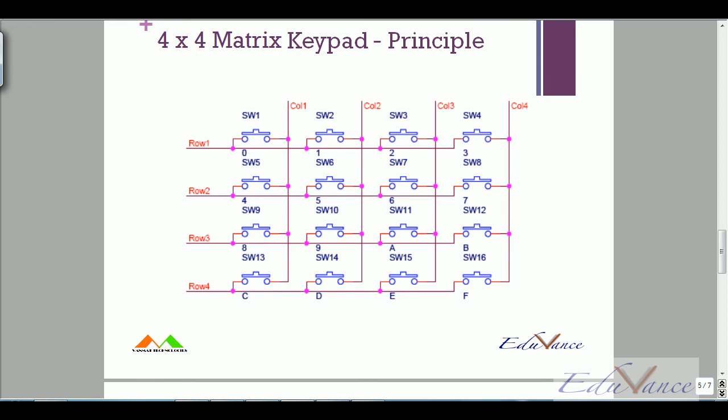So for example, let me say that column 1 is at logic 1 or VDD. Column 2 is 0. Column 3 is 0. Column 4 is 0. Then for example, if I press switch 1, then only row 1 will have the path, and I will see row 1 go up to VDD or 5 volts. On the other hand, if I press, say, switch 6, I will see that row 2 comes to 0.